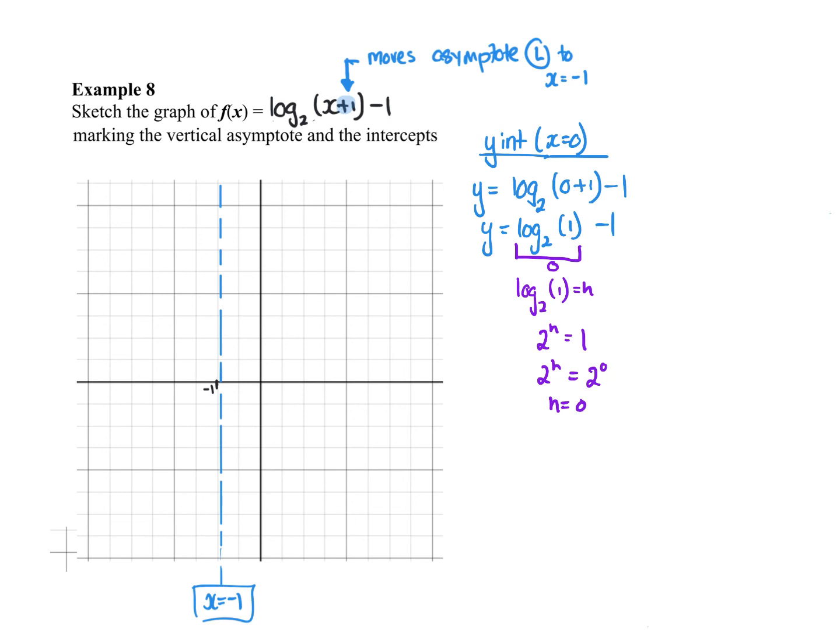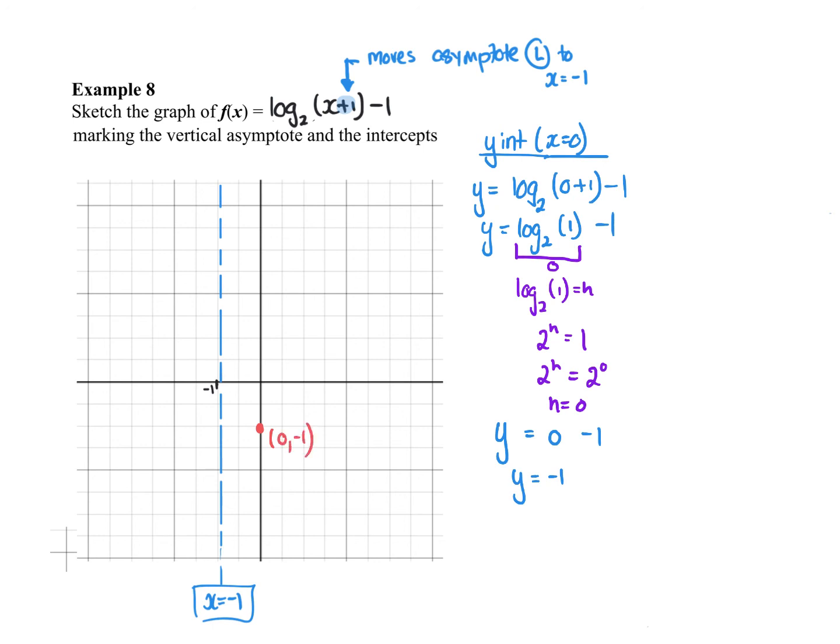So really, if I go back to working out my y-intercept, I've got y equals 0 minus 1. So the y-intercept is at -1. So we'll pop that in. The y-intercept down here, I'll say that's -1. So I'm going to say (0, -1).